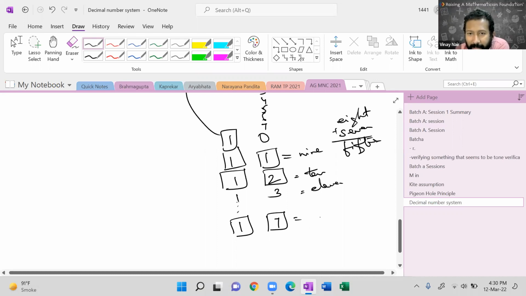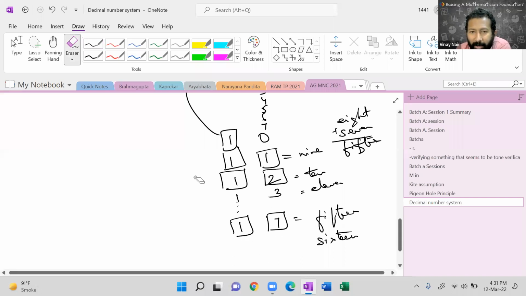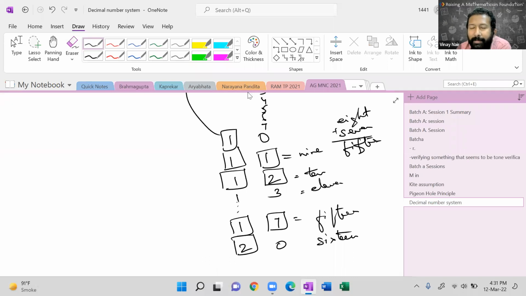So this represents the number 15, and to represent the number 16, you see, I cannot write 18 because in the octal system I don't have a digit 8. I have only digits up to 7. So I cannot write 18. So what I will do is I will write 20. So this 2 means 2 eights and 0 means 0 ones. Okay, so that will be 20.